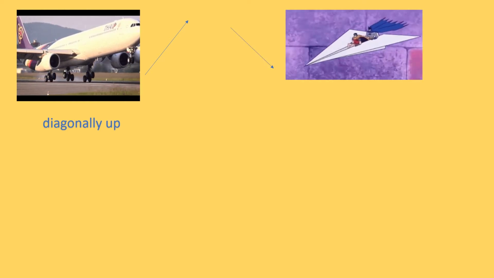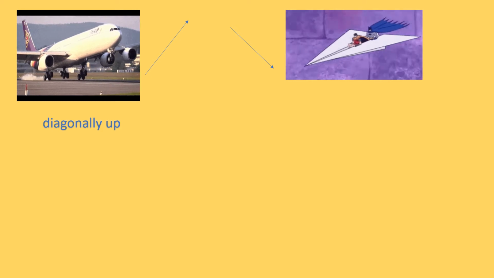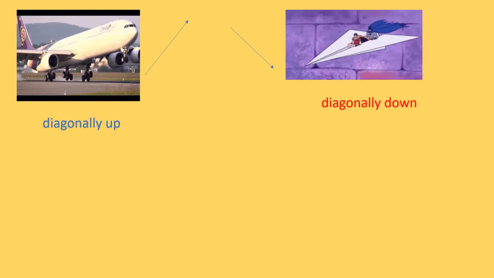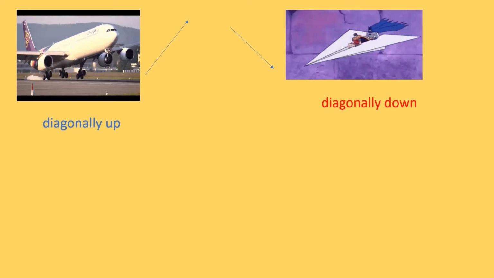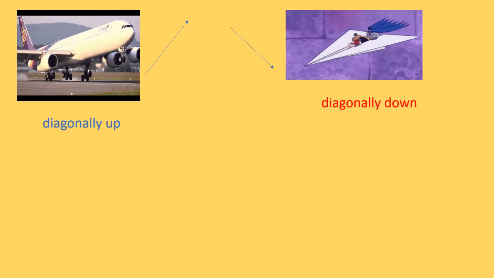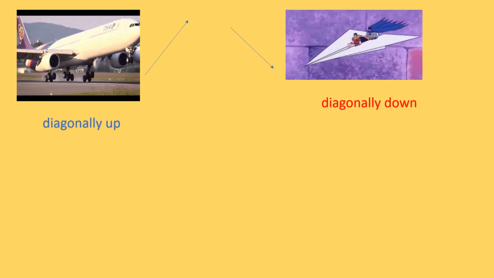Also, when the plane goes down, it goes in this direction. Okay, it goes down, yes, but not straight. Try to guess the word. Yes, it's diagonally down, diagonally down. So the plane or the aeroplane moves diagonally up and diagonally down.